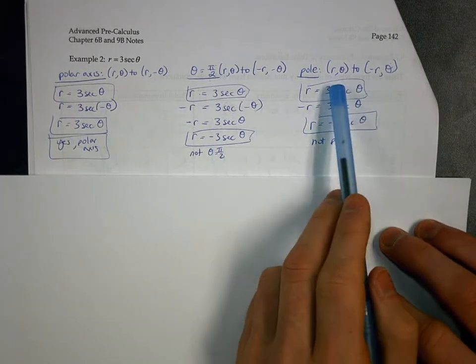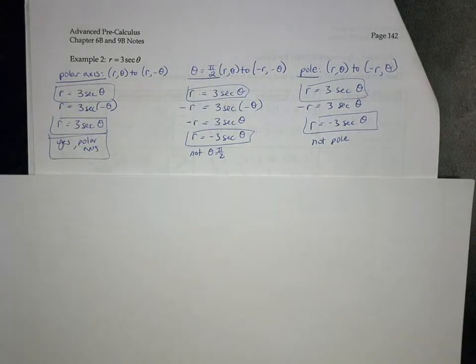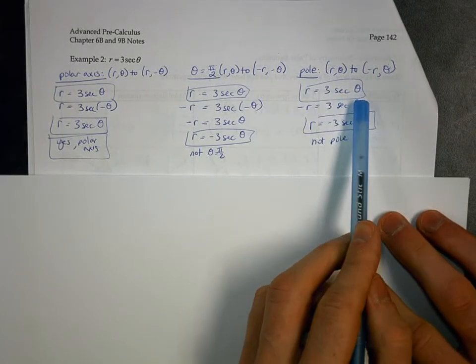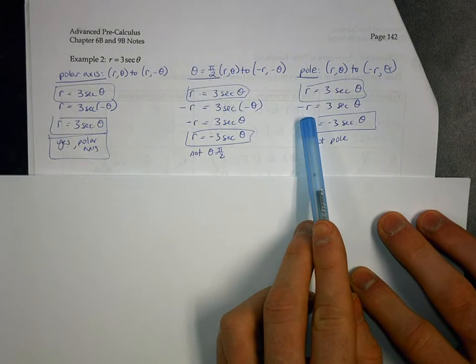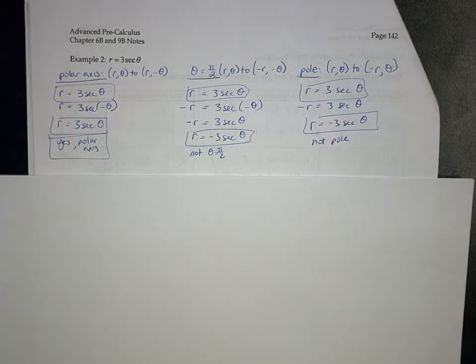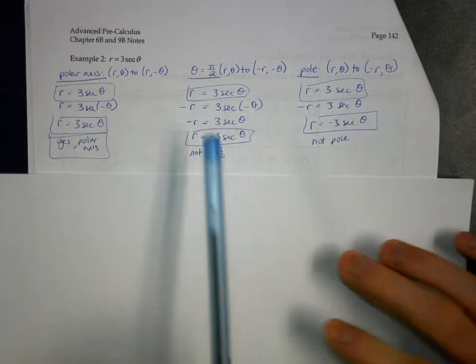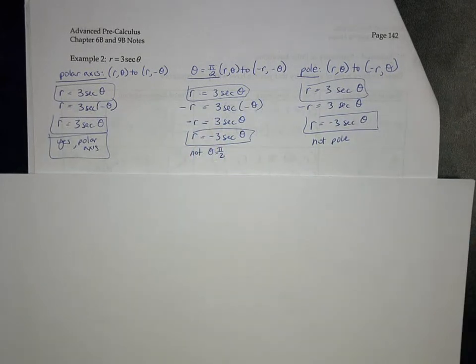Then finally, the pole, for every r theta, negative r theta needs to be on it. So r equals 3 secant theta. If we plug in a negative over here, then divide through, we're obviously not going to have the same. So we can say most likely that there's no pole symmetry. Once again, we can say it looks like there isn't. We can't rule it out completely until we confirm it with the graph, but this graph does not have those types of symmetry.